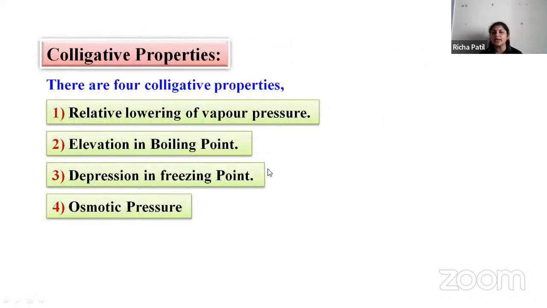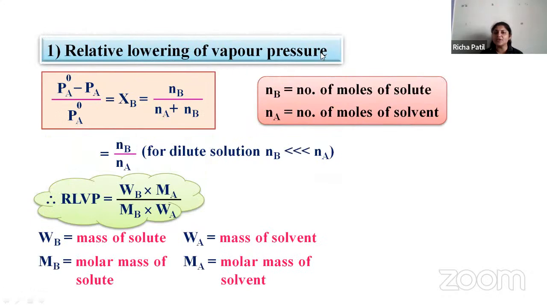So next we'll see colligative properties. There are 4 colligative properties: relative lowering of vapor pressure, elevation in boiling point, depression in freezing point, and osmotic pressure. So what is relative lowering of vapor pressure? Here it is P naught A minus PA divided by P naught A equals XB, which equals NB by NA plus NB.